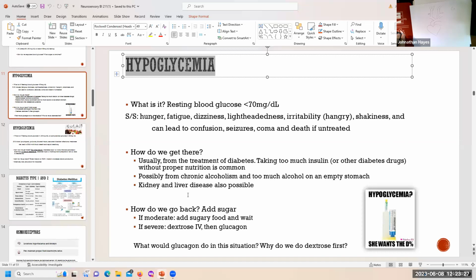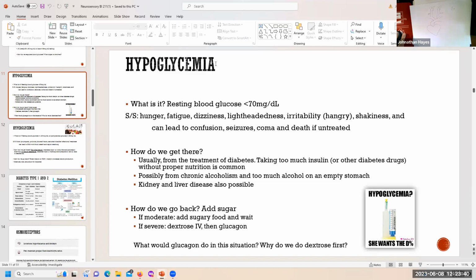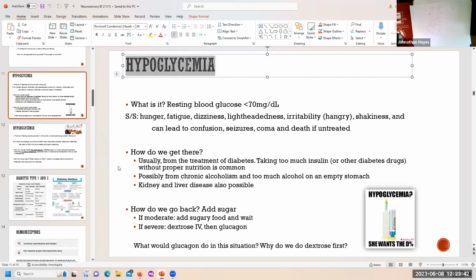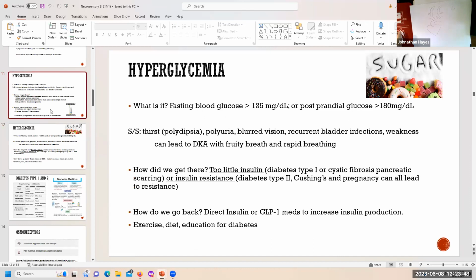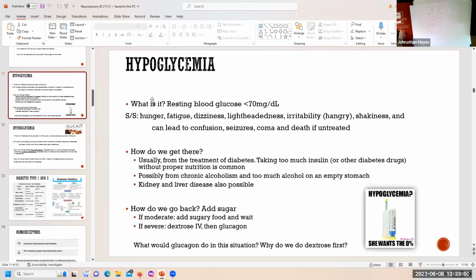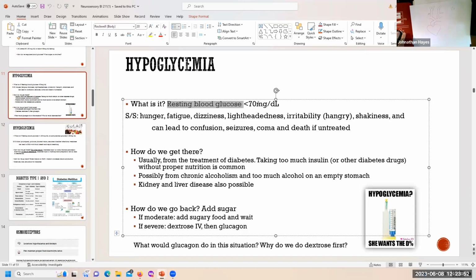That's your reasoning. But if you happen to be an insulin dependent diabetic, and let's say you took your insulin and you forgot to eat, or you took too much insulin, that could be a problem too, right? So those are different reasons we could lead into hypoglycemia, which means too little blood sugar, or obviously too much, right? Usually hypoglycemia is when you have a resting blood sugar level less than 70 milligrams per deciliter.